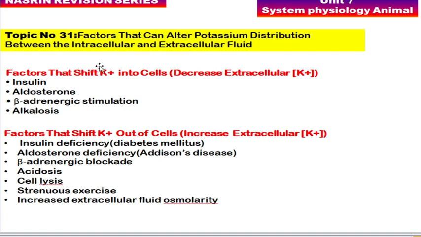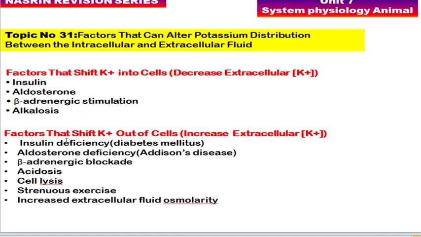Next, we'll study the factors that can alter the potassium distribution between the intracellular fluid and extracellular fluid. First, we'll see the factors that shift the potassium ion into the cell, which decreases extracellular potassium concentration. These include insulin, aldosterone, beta adrenergic stimulation, and alkalosis.